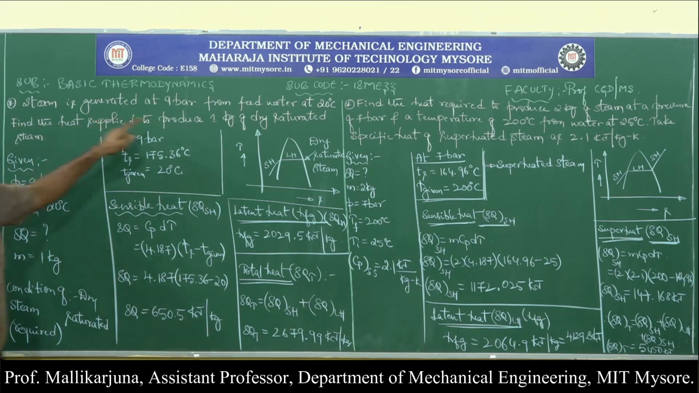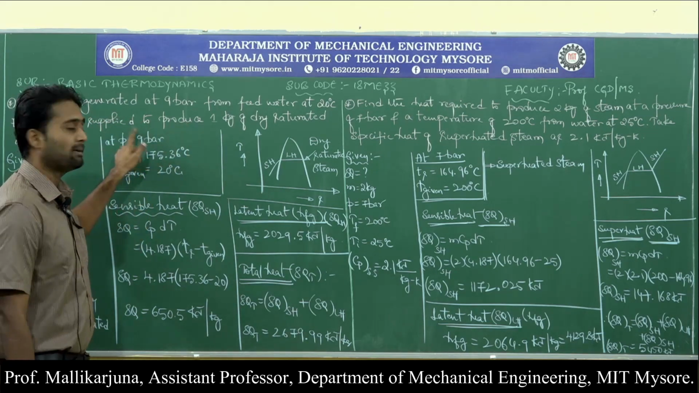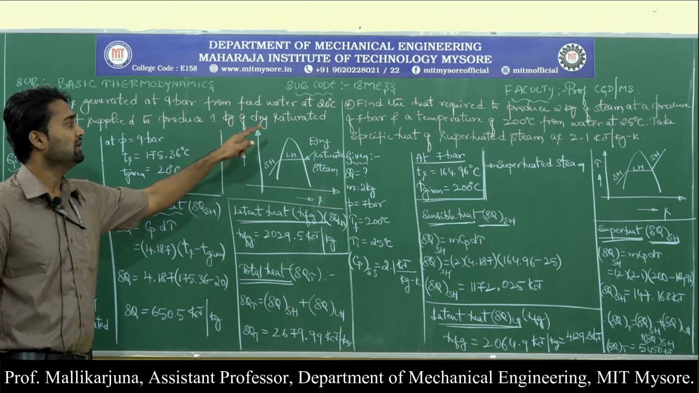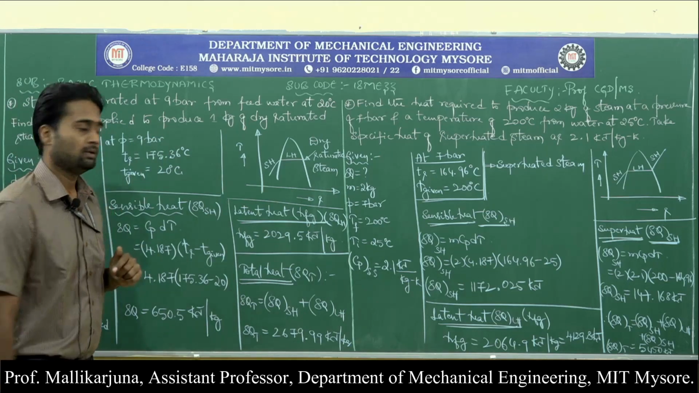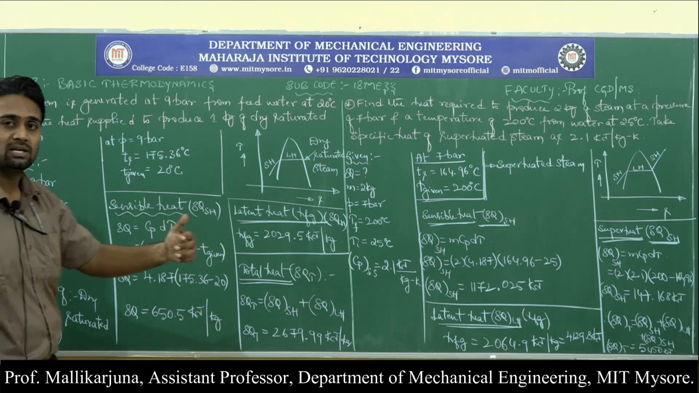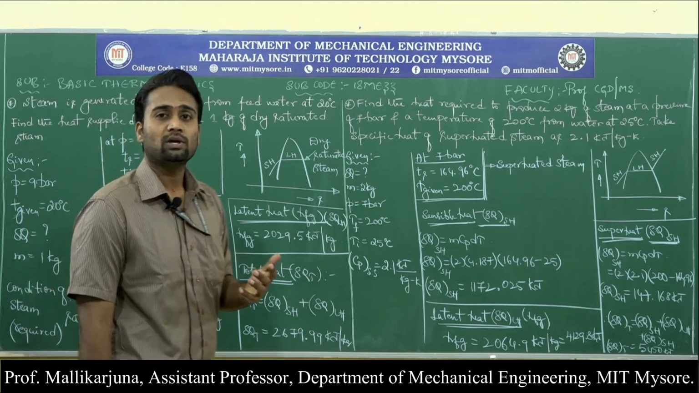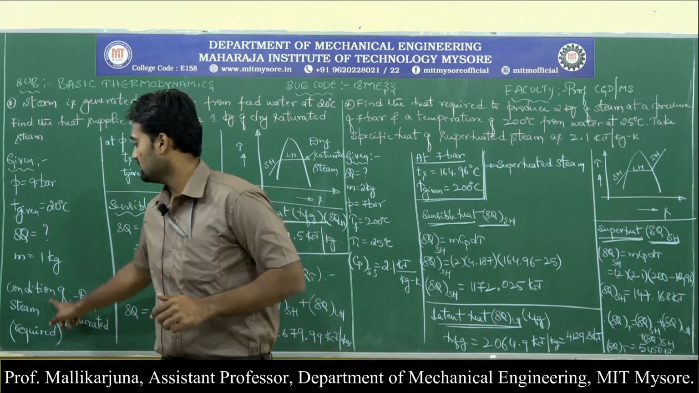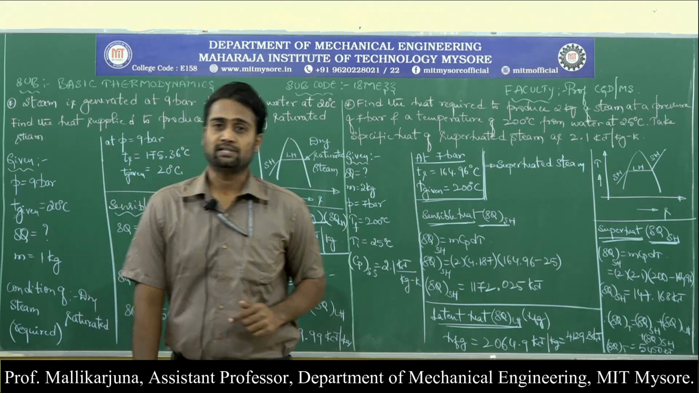Find the heat supplied to produce 1 kg of dry saturated steam. So heat supplied is denoted by delta Q, which is the question mark to us. The mass of the steam that is required is m, which is equal to 1 kg, and the condition at the end of the generation of the steam, what I will be looking for, is dry saturated steam. So the condition of the steam which is required is dry saturated steam.